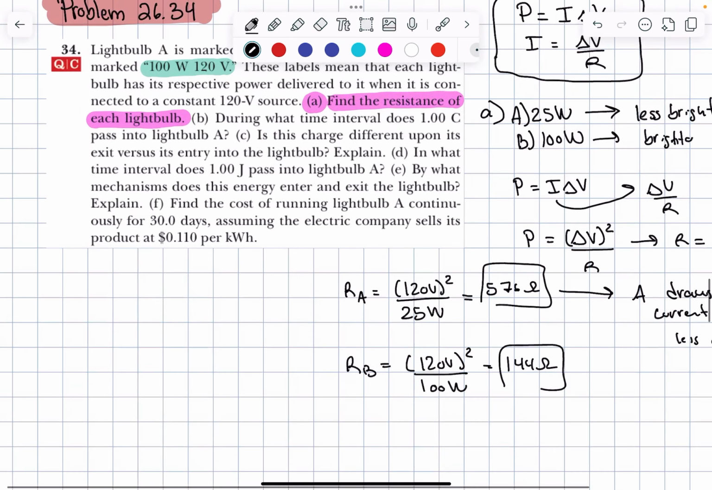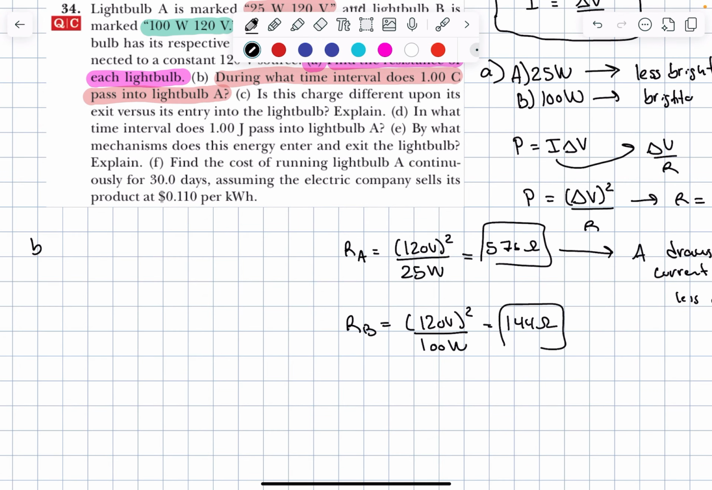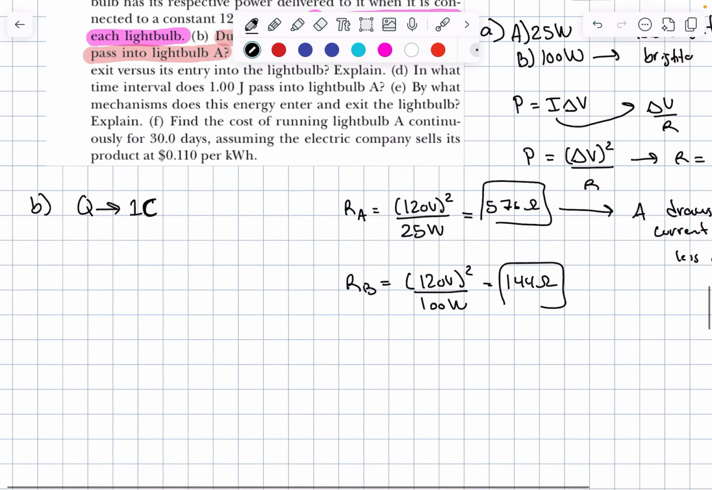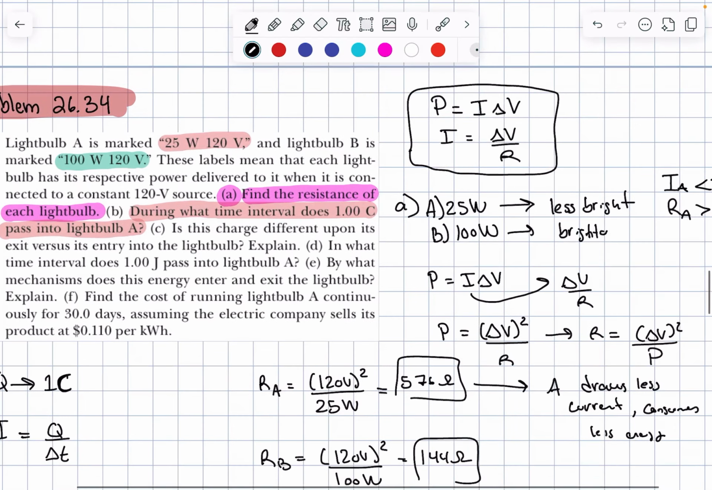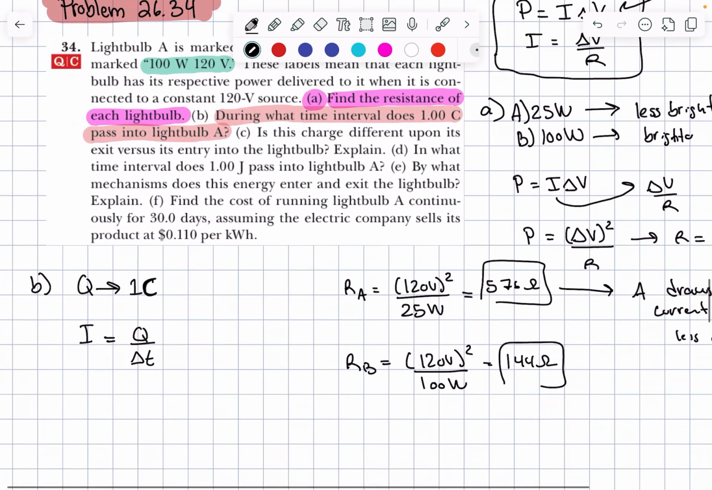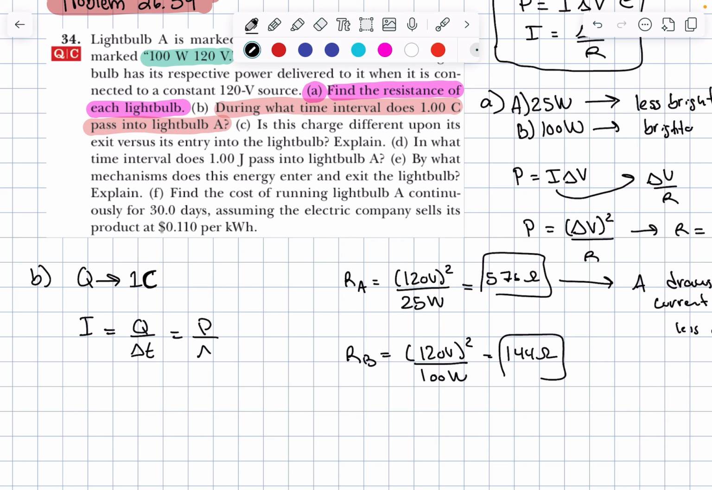We're going to move on now to B, where B says, during what time interval does 1 coulomb pass into light bulb A? Now, 1 coulomb is the unit of charge. So we're talking about how much charge, 1 coulomb, enters into the light bulb. Now we know that the current is equal to, well, how much charge do we have per time? And we want to know how much time it takes. We also know from up here that we can express the current as P divided by delta V.